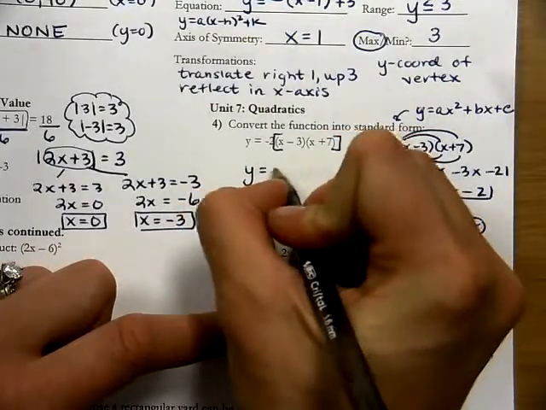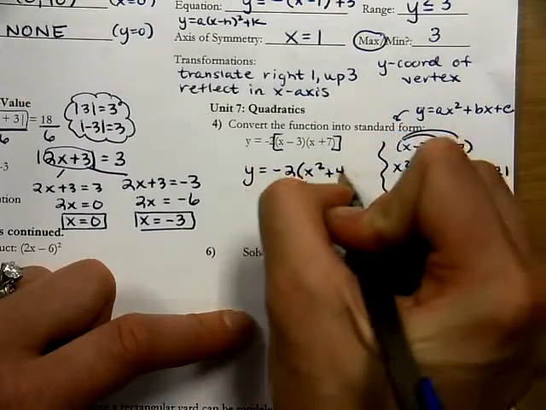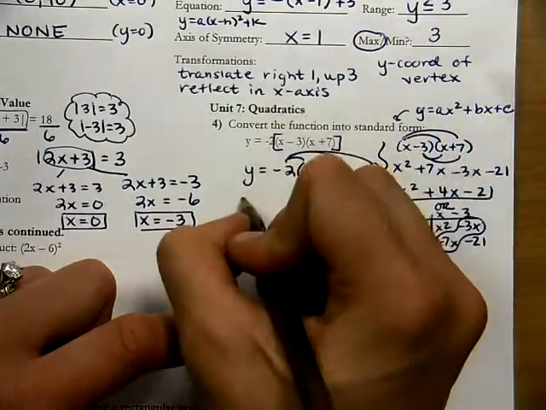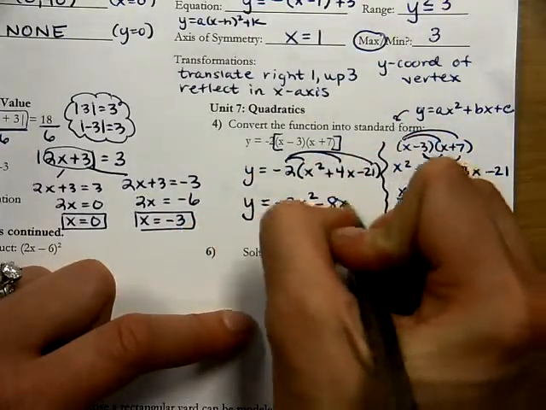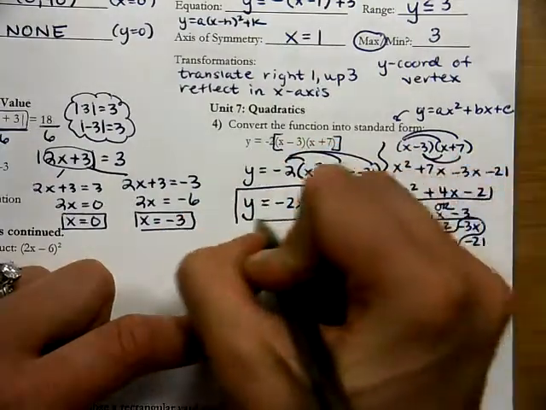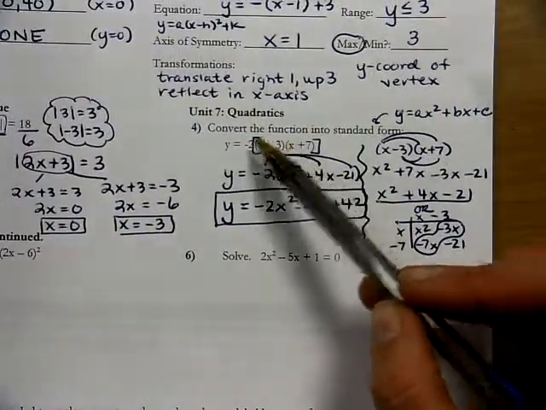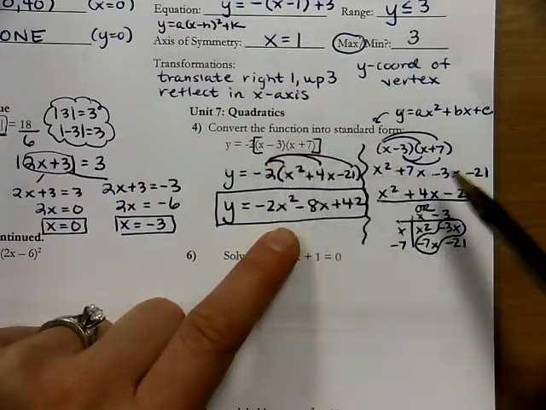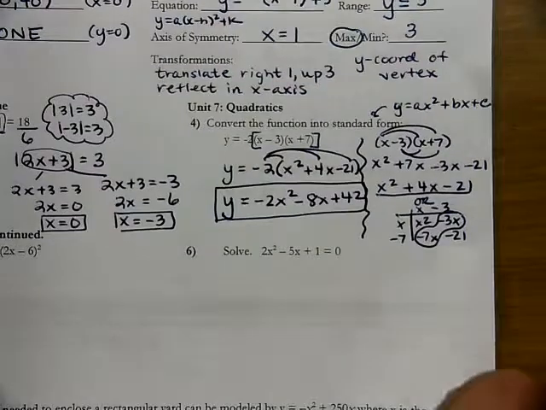So I have y equals negative 2 times x squared plus 4x minus 21. And now I can distribute that at the very end and get negative 2x squared minus 8x plus 42 as my final answer. Now if you want to do it like we did in the previous video and distribute the negative 2 first to the first set of parentheses, you'll still get the same answer. You'll just distribute first and then use FOIL or the distributive property or the area model.